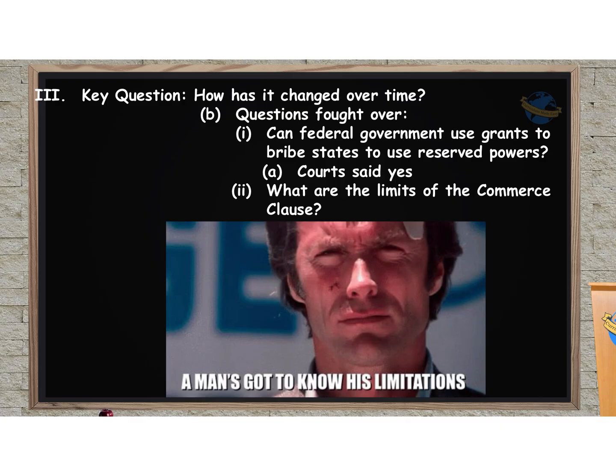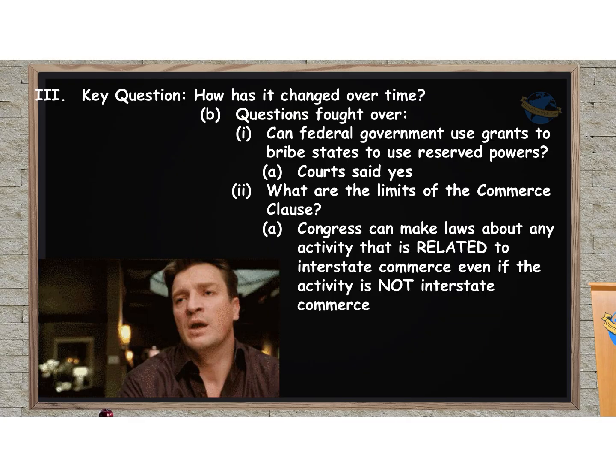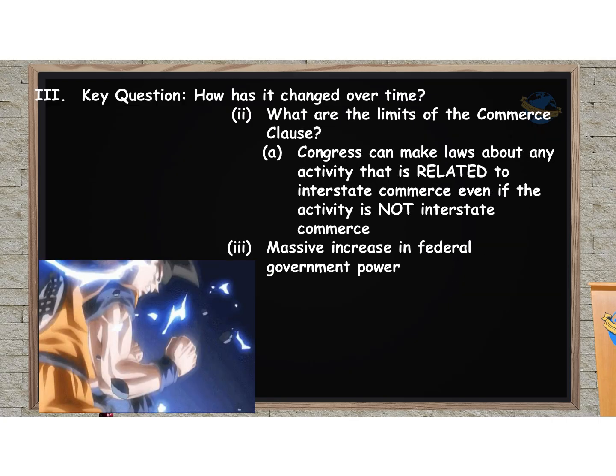The Great Depression also asked, what are the limits of the Commerce Clause? You remember, the Commerce Clause says that Congress has the delegated power to make rules about things that cross from one state into another state or from another country into the United States. Well, during the Great Depression, the court said that Congress can make laws about any activity that is related to interstate commerce, even if the activity itself is not interstate commerce. So this allowed them to use these powers in a drastically new way. As a result, we saw a massive increase in federal government power.